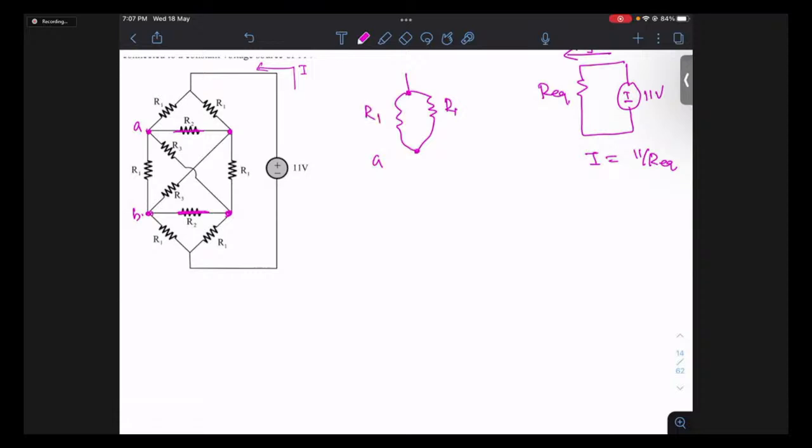Then between A and this is your B. Between A and B, what are connected? Because if this node is A, this node is A. If this is B, this node is also B. So this R1 is between AB. This R3 is between AB. This is also between AB. That means these four are between AB.